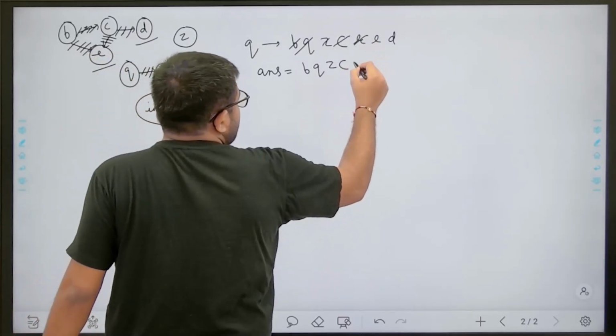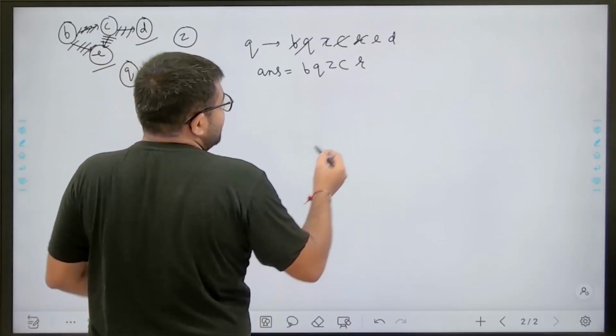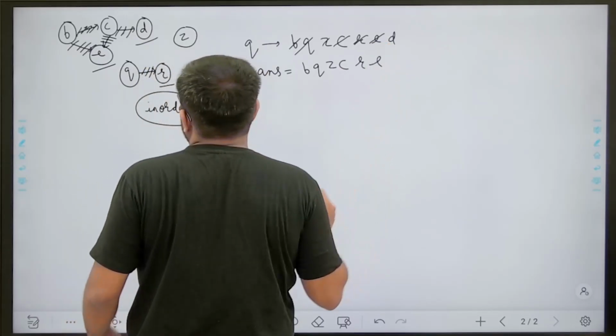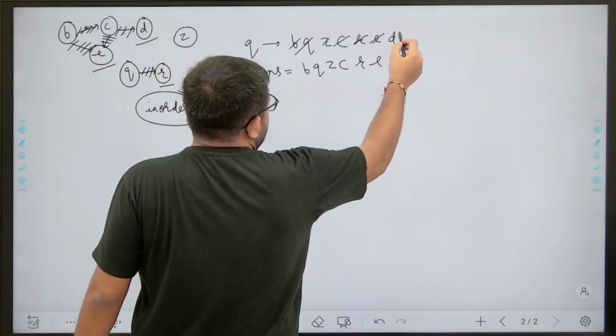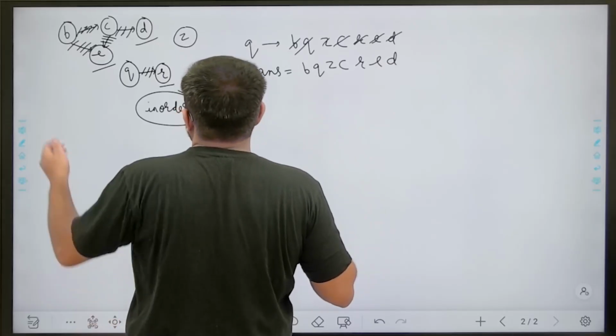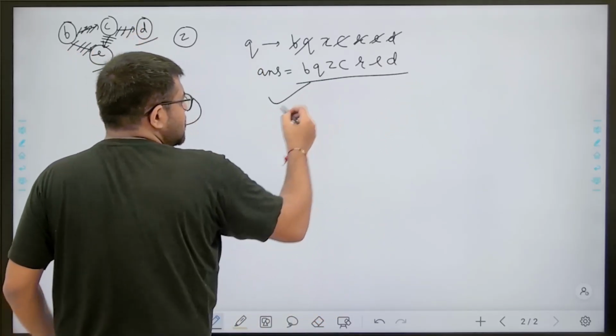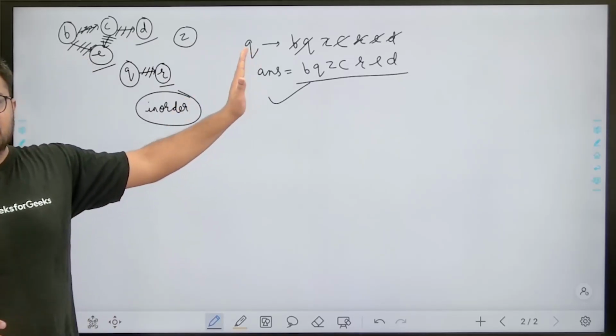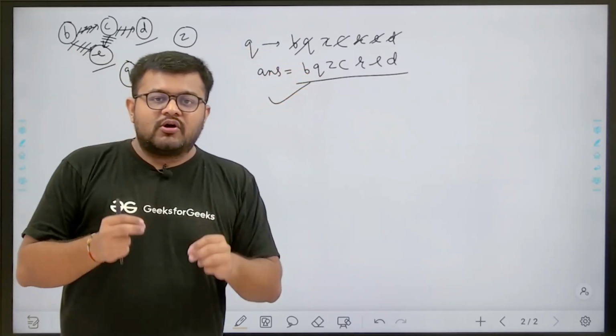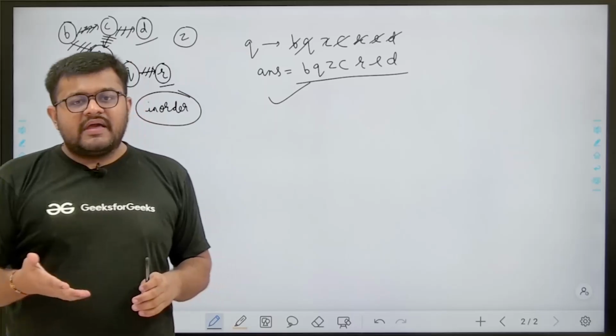Now I'll pop out R, add it to my answer. There is no effect of R. I'll pop out E, add it to my answer. There is no effect of E. I'll pop out D and add it to my answer. There is no effect of D left. So this is one of the possible topological sorts, and this will basically give me the sorted order of the characters in the alien dictionary.